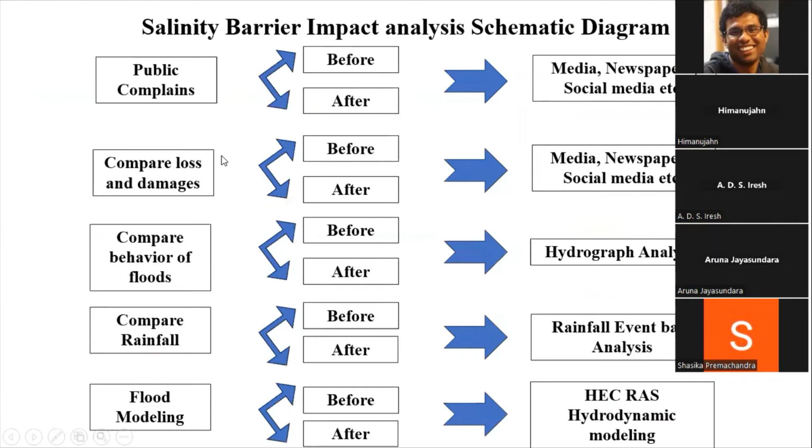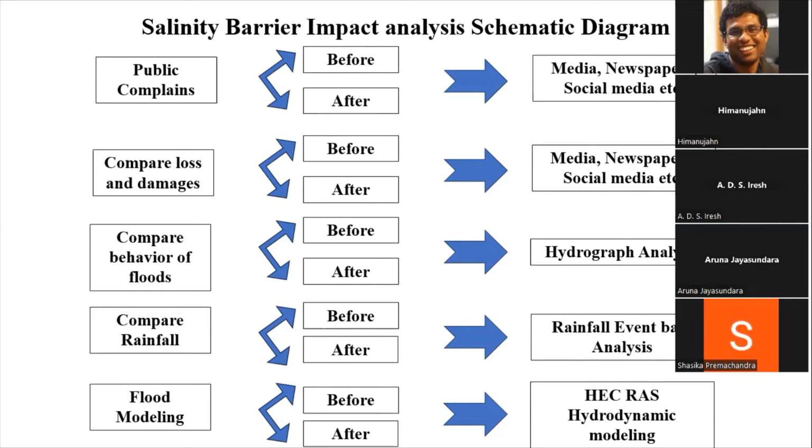So due to the social impact and with that the political influences that came to the irrigation department, we have considered carrying out a systematic analysis. So this is the schematic diagram of the analysis, starting with the public complaints.